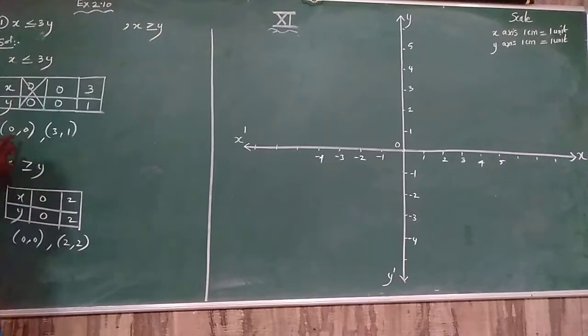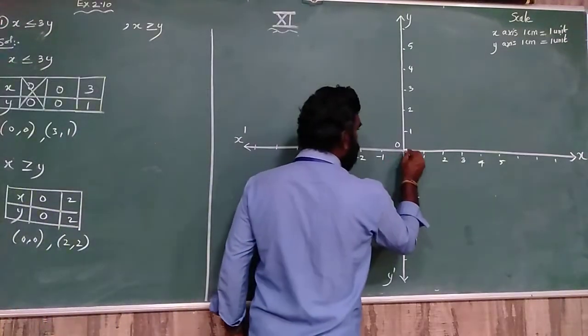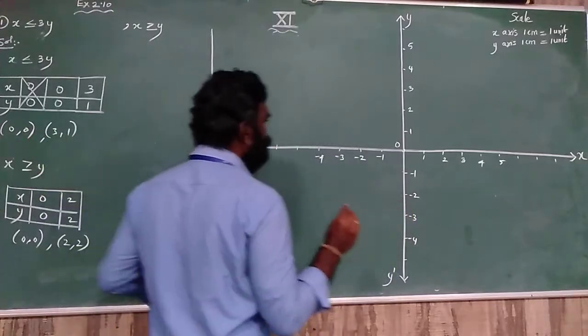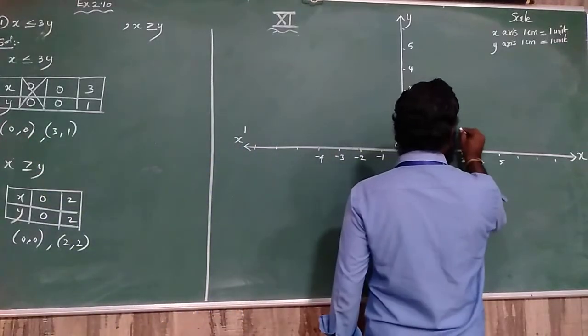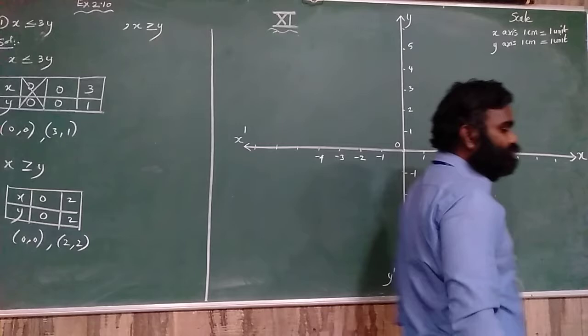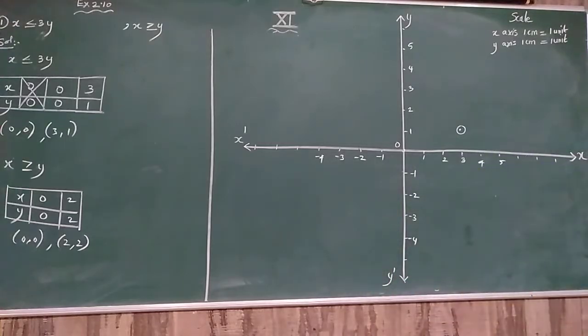Now I am going to draw this line using these points. This is the point 0, 0, the first point. Next 3, 1: this is 3, this is 1. So this is 0, 0 and the other point is 3, 1.